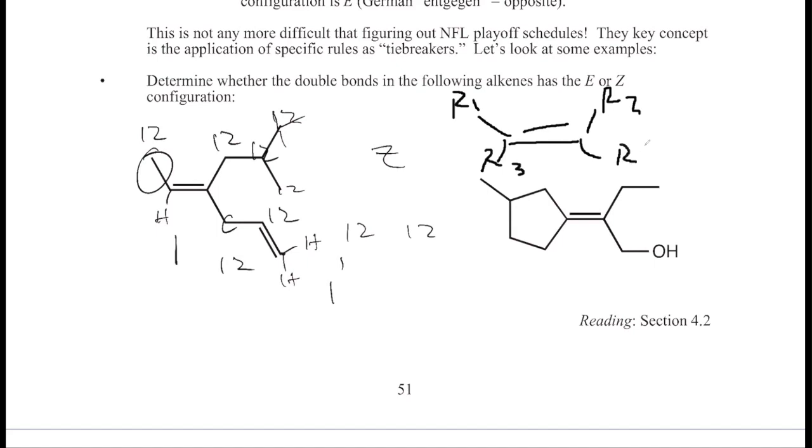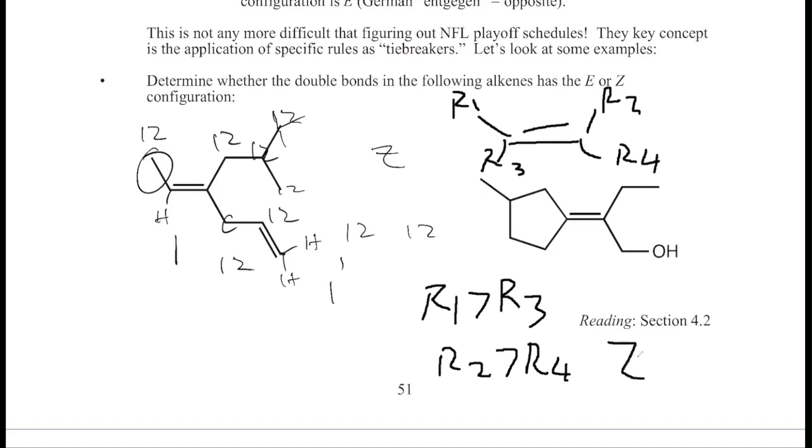If R1 has higher priority than R3 and R2 has higher priority than R4, we call this Z, because they're on the same side of the double bond. And if the opposite happens, when they're on opposite sides, we call them E, which sounds a lot like the E in Chinese. Z is similar to cis, and E is similar to trans, right? Yes. Okay.